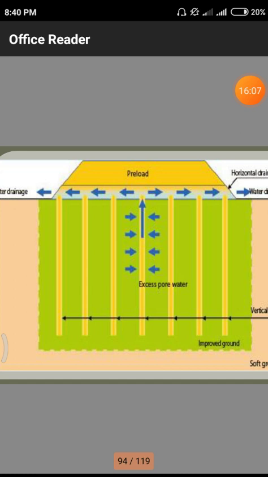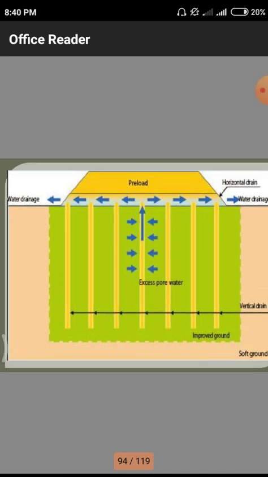In this diagram we have a huge amount of preload. A particular soil has a huge amount of gaps, and those are vertical drains. Vertical drain means they are perpendicular to the soil level. The total water in the soil is drained by using these vertical drains. Above the vertical drains we apply some amount of preload, which is shown with the help of this yellow color.